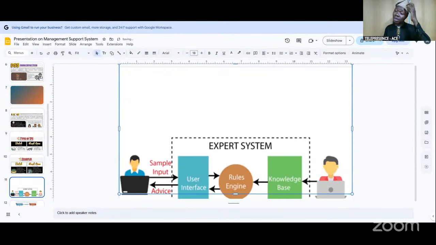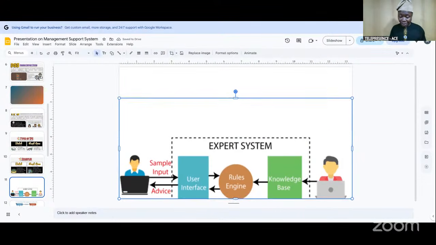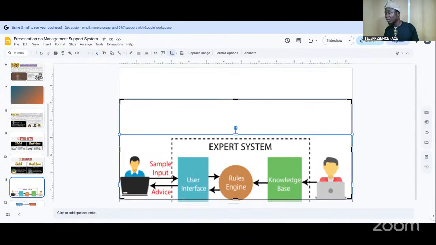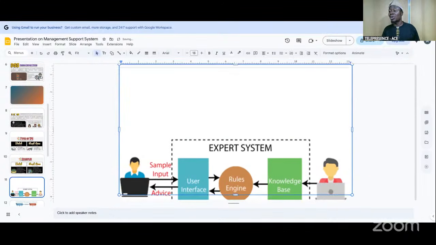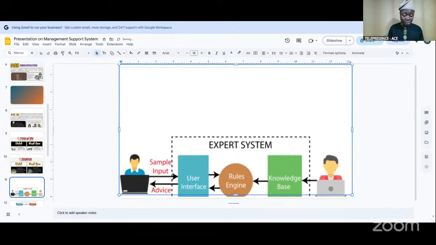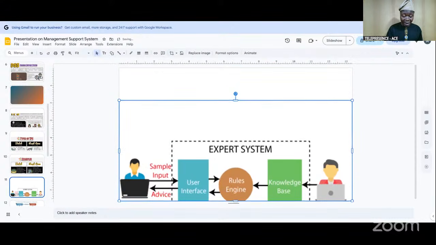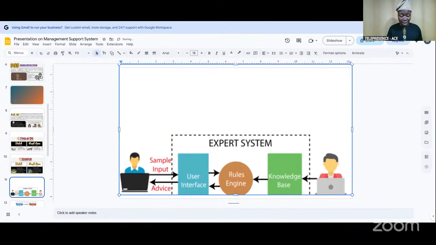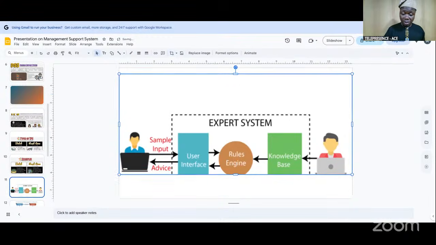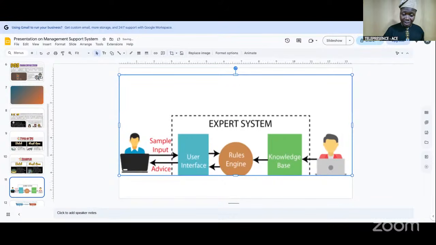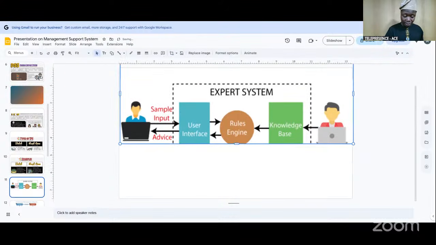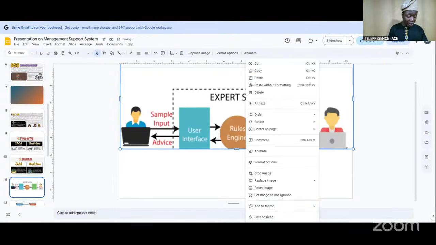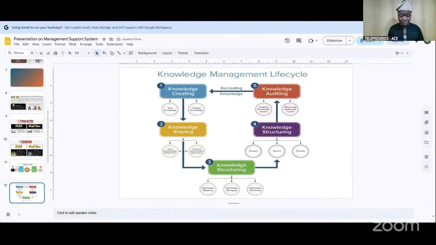So, a database is a storage base where we have knowledge storage, or informed knowledge. Then we have sample input, then advised by the user. As a result of this, sorry that we are having this. So this is an expert system. So more examples will be shown.